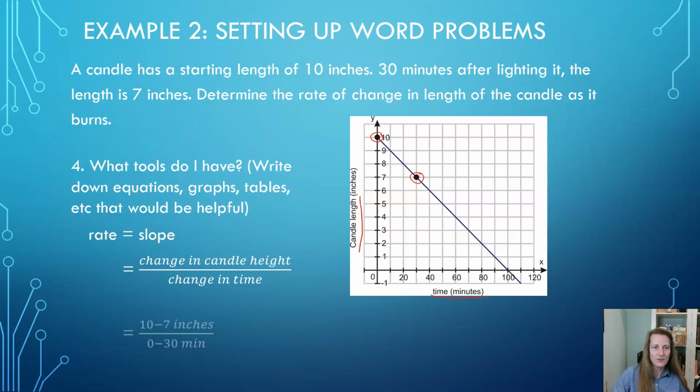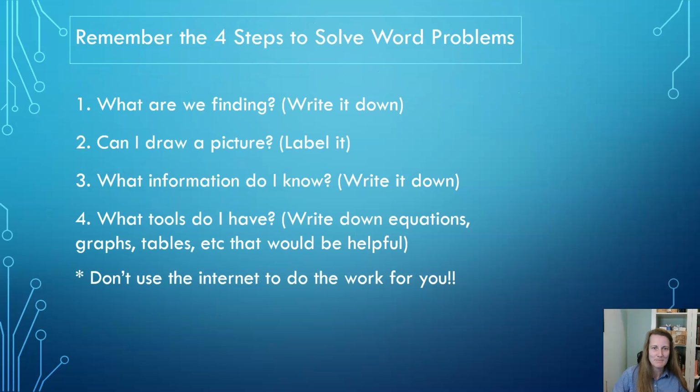So using our information, we just plug in what we know. We know that the candle started at 10 inches and went to 7 inches at time 0 to time 30 minutes. Once again, we're not going to solve it. That's going to be module 2. You just need to have a really clear understanding of how to set up these word problems.